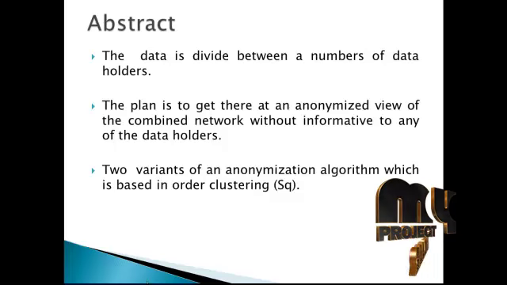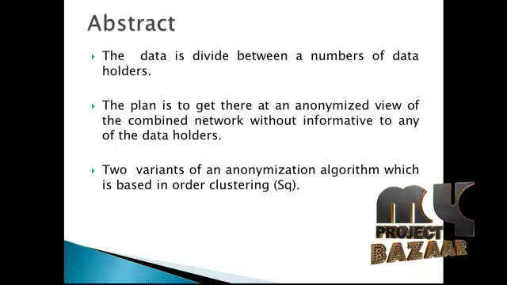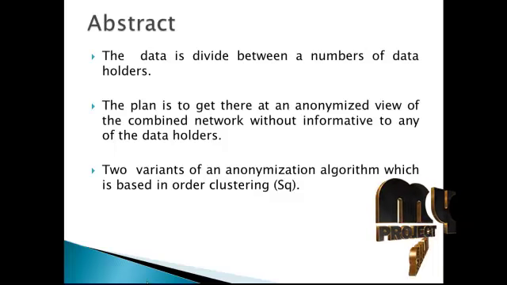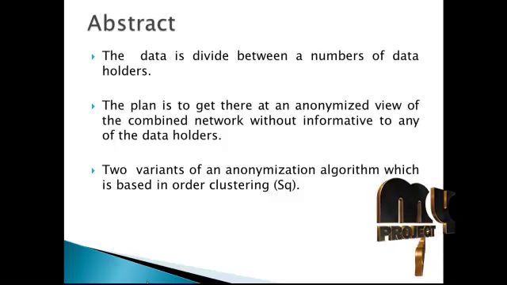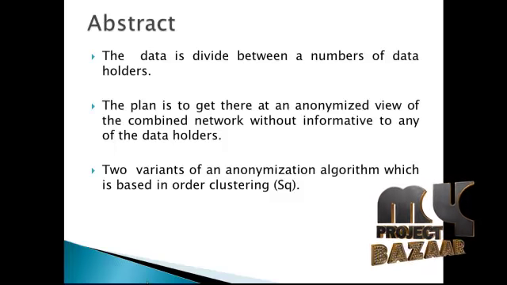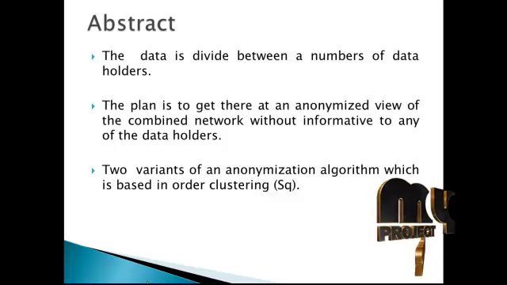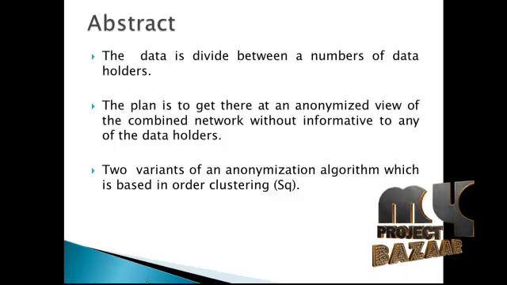The plan is to get the anonymization view of the combined network without revealing information to any of the data holders. When storing in multiple tables, a hacker could access the data, so it is not clearly informed. A variation of the anonymization algorithm based on the clustering method is used. In this clustering method, two variations of the algorithm are used: first is the K anonymity algorithm and second is the sequential clustering algorithm.